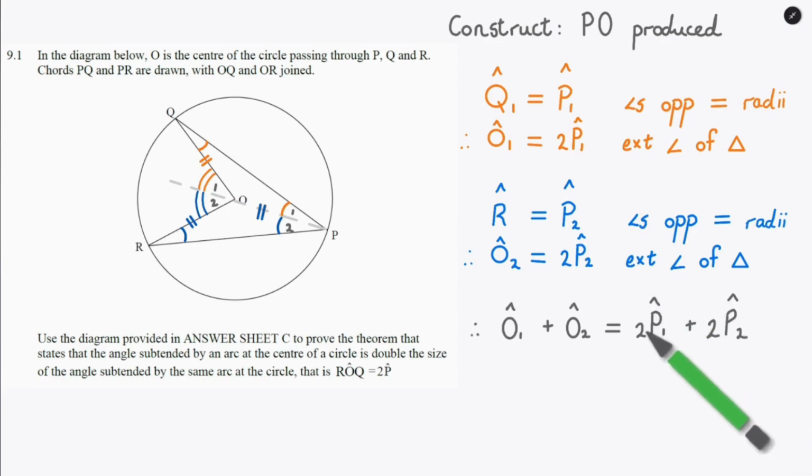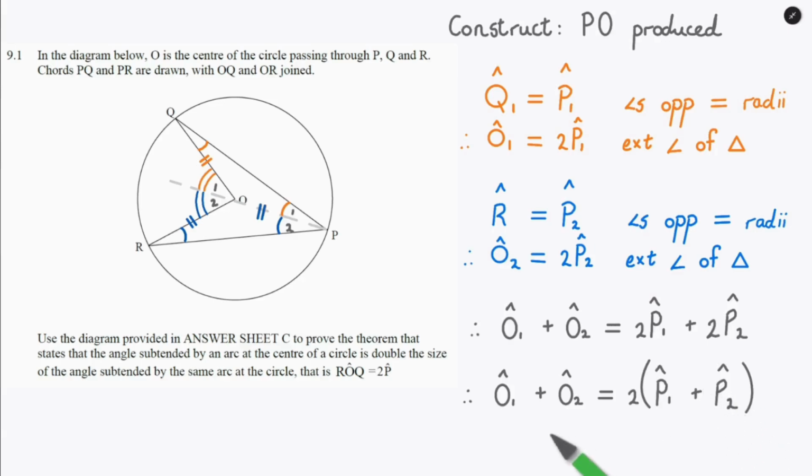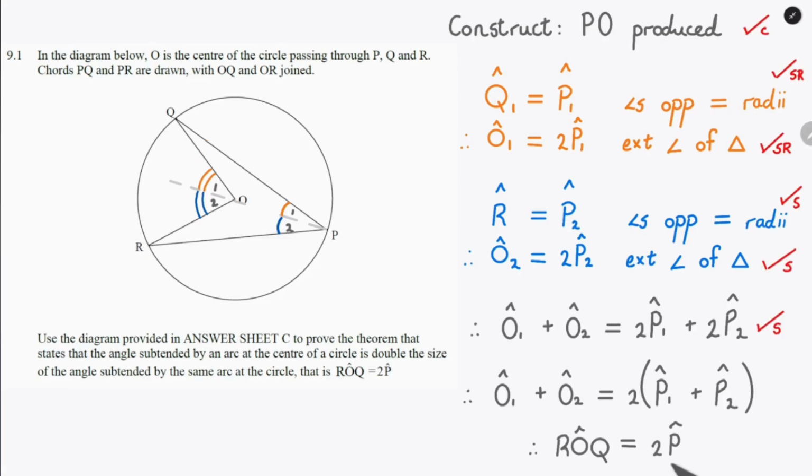Then I remove a common factor of 2 from this side. So I'm going to take 2 out, and I get O1 plus O2 equals 2 times P1 plus P2. And that successfully proves what they're asking, to prove that ROQ is 2 times the size of P. So we just jump to that statement. Therefore ROQ equals 2 times the size of P. And our 5 marks, or 6 marks in this case, will be awarded for the following steps: constructions, statement, reason.